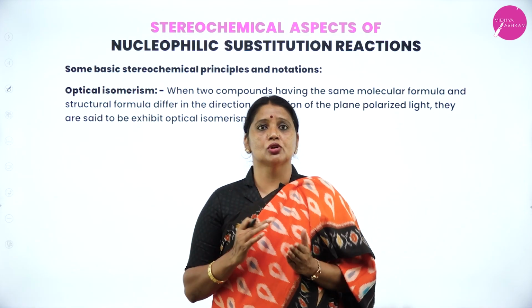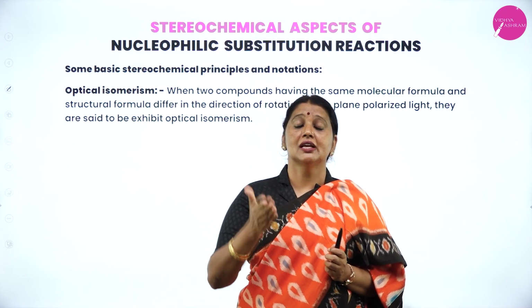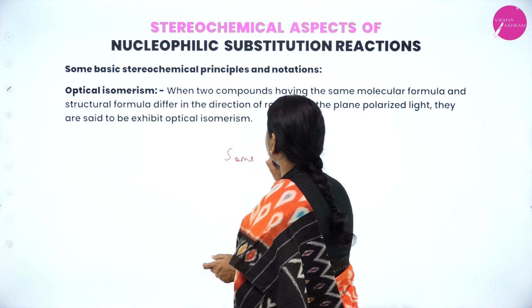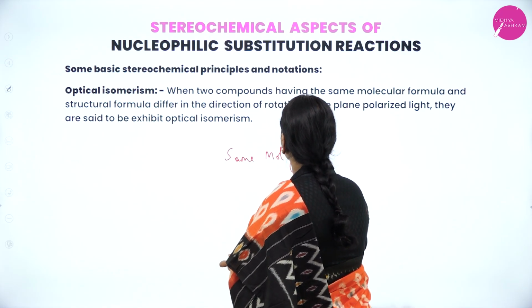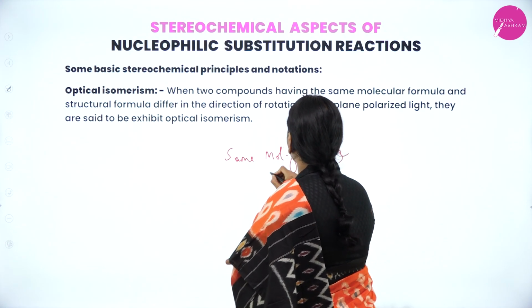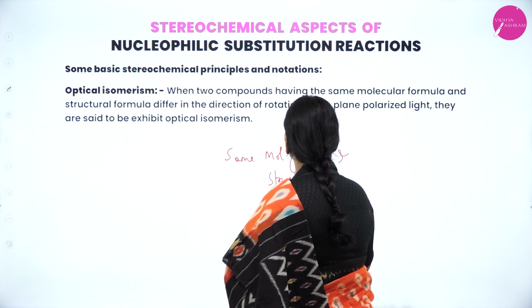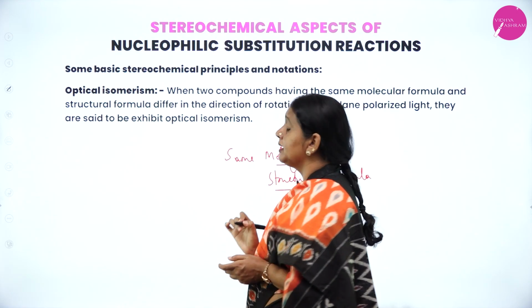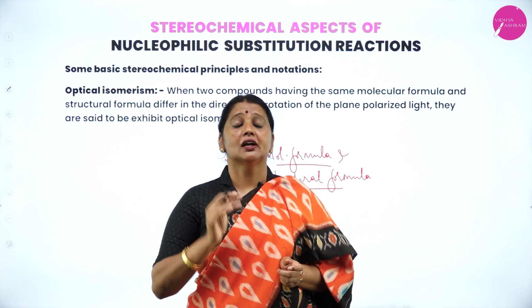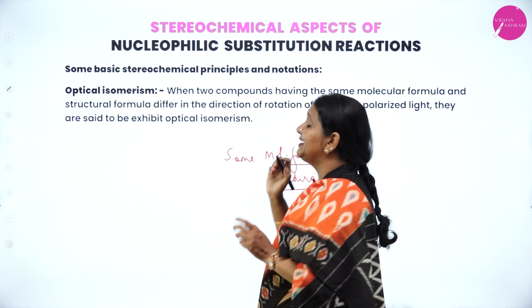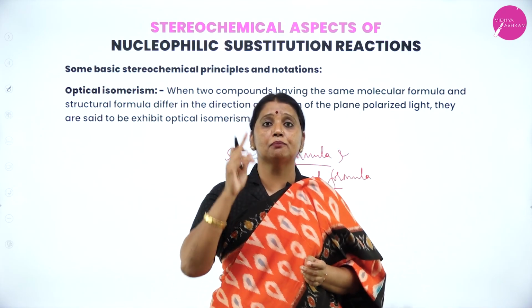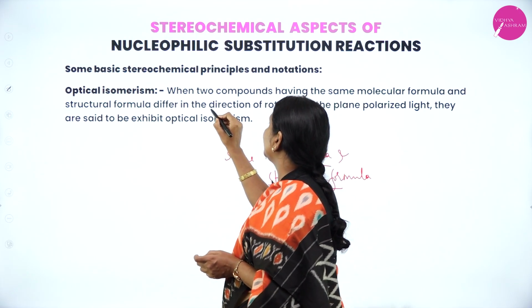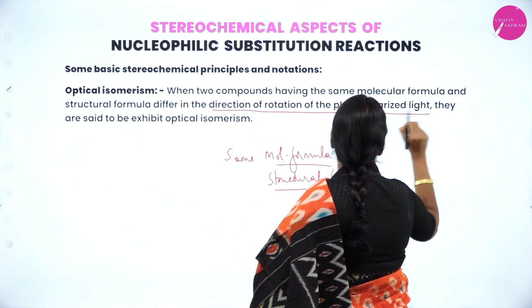What is optical isomerism? Let us consider 2 or more compounds. They have the same molecular formula and the same structural formula. But how do they differ with respect to each other? They differ in the direction of rotation of plane polarized light. They differ only with respect to the direction of rotation of plane polarized light.